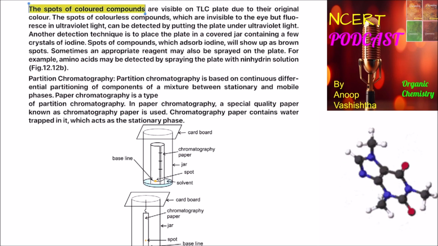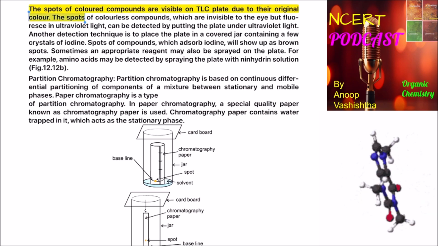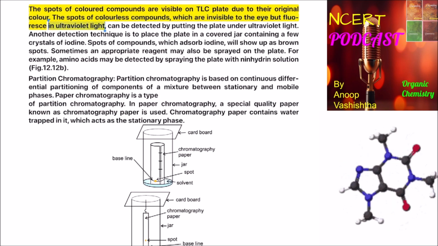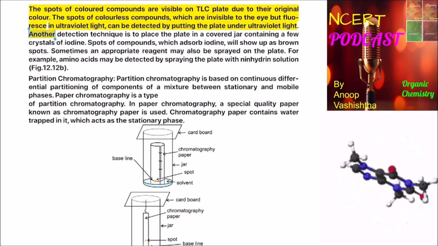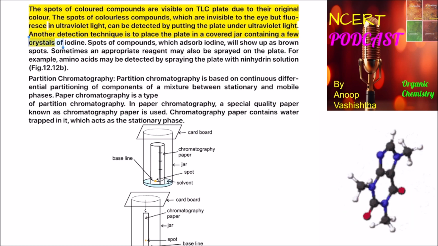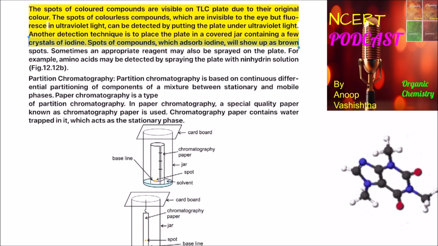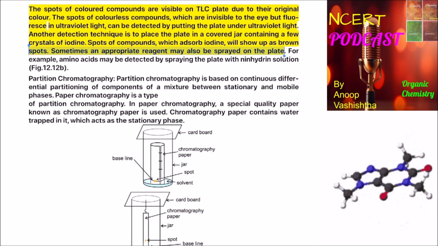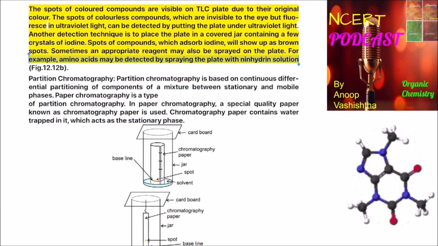The spots of colored compounds are visible on the TLC plate due to their original color. The spots of colorless compounds, which are invisible to the eye but fluoresce in ultraviolet light, can be detected by putting the plate under ultraviolet light. Another detection technique is to place the plate in a covered jar containing a few crystals of iodine. Spots of compounds which adsorb iodine will show up as brown spots. Sometimes an appropriate reagent may also be sprayed on the plate. For example, amino acids may be detected by spraying the plate with ninhydrin solution.